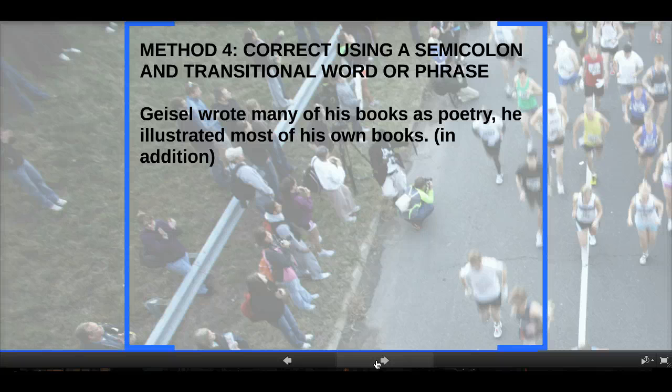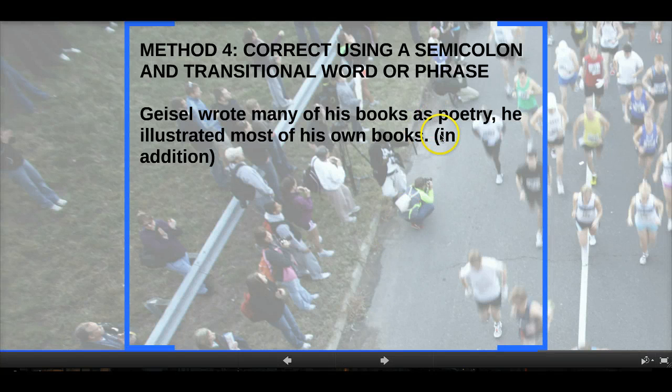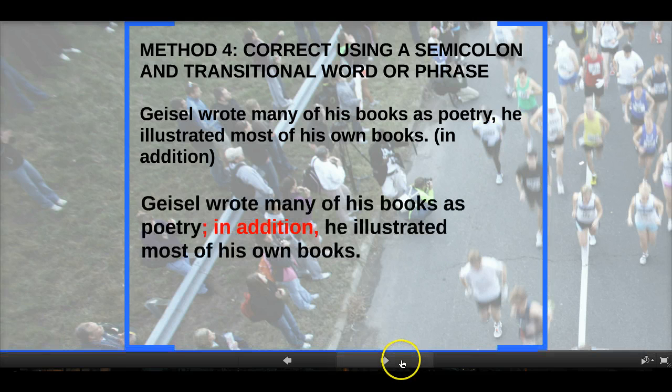If you remember, method 4 was to correct using a semicolon and a non-FANBOYS transitional word. So: Geisel wrote many of his books as poetry, comma, he illustrated most of his own books. And then I'm going to use "in addition" to connect these ideas. So I'm figuring out that this is where the ideas break down into two different ideas. So I'm going to put a semicolon there, and then I can put in "in addition" and a comma. So now it's: Geisel wrote many of his books as poetry; in addition, he illustrated most of his own books. Now I've got a great sentence.